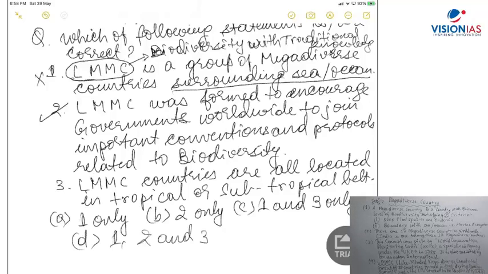Two is correct. Now third is wrong because the word is all. All is wrong. See here the question is about LMMC. If this question was about mega diverse country, then you would have taken it as all. So here the correct answer is B. The answer is B here, right?